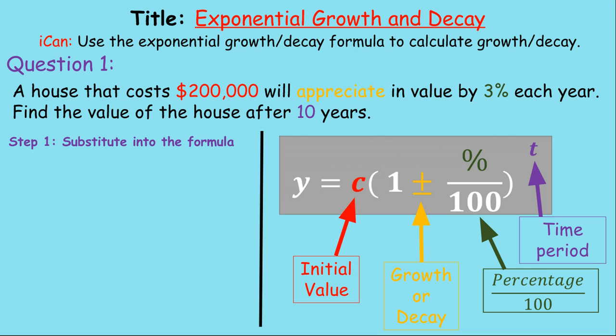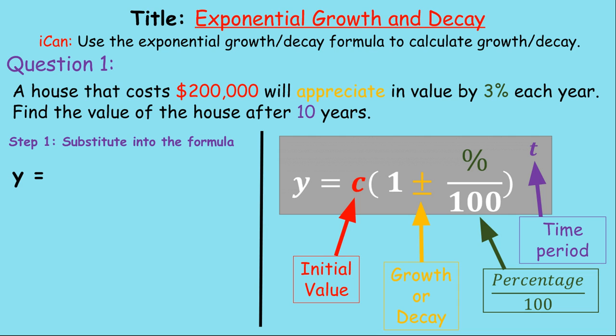The time period is in whatever units the question uses. In this case, it's 10 years, but if it said 10 months, it would be the number of months. If it said 10 minutes, it would be the number of minutes. So now we've got our formula, we can just substitute it in.